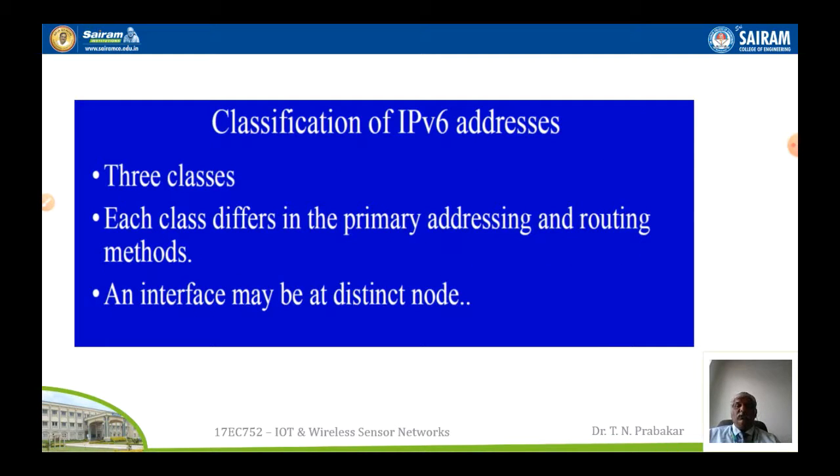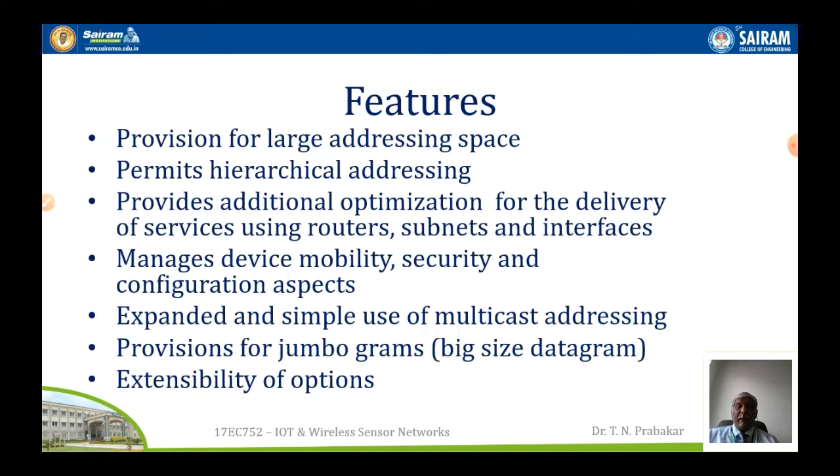So the IPv6 can also be classified into 3 classes. Each class differs in the primary addressing and routing methods, and the interface may be a distinct node. What are the features of this IPv6? Since we are going to use 128-bit data, a large addressing space is possible. It permits hierarchical addressing, so we can have some priority, which packet should be given the highest priority. And it provides additional optimization for the delivery of services. So some optimization techniques are also incorporated in order to find the shortest path, or the safest path, we can say, along the subnets and interfaces also.